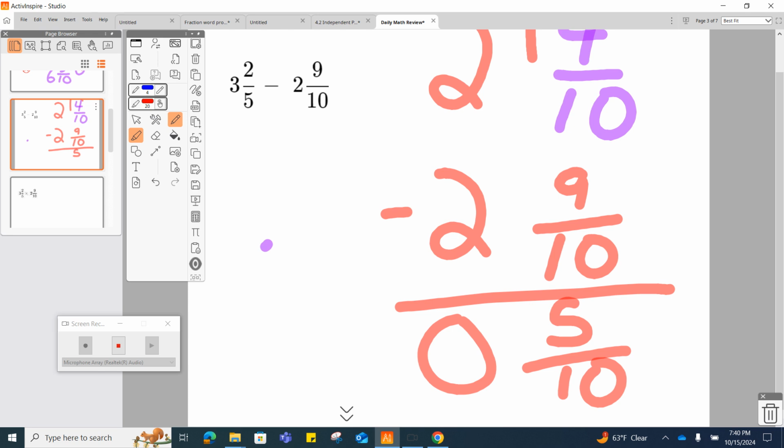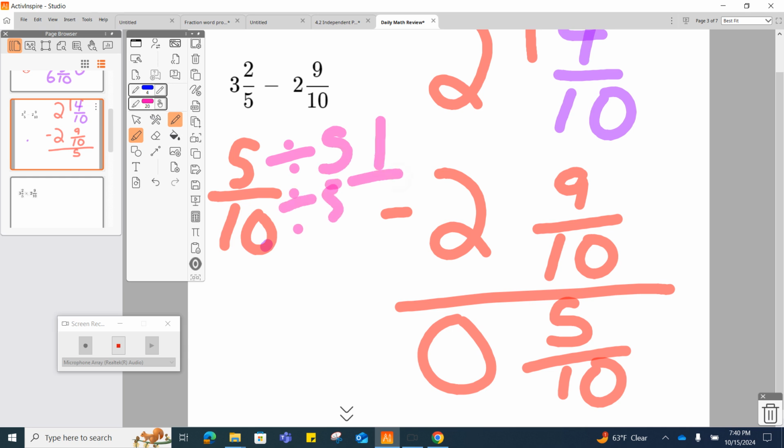And by the way, let me change colors so you can see this a little bit better. Both of these are divisible by 5. 5 divided by 5 is 1, 10 divided by 5 is 2. So the answer is 1/2.